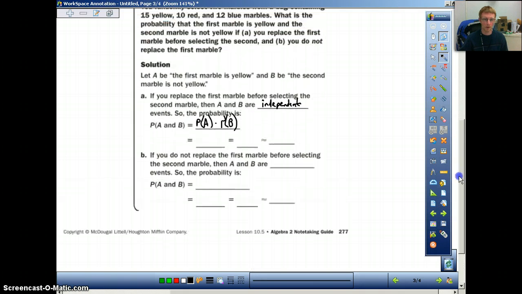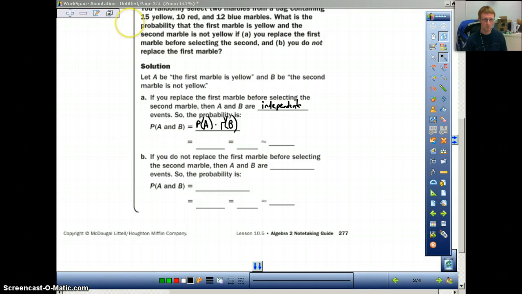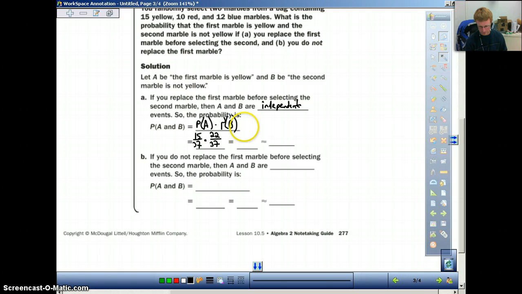So we just figure out the probability of each one. We have 15 yellow over a total of 37. And then we have 22 that are non-yellow, so it's 22 over 37. You multiply those two together, and you get 330 over 1,369, and that as a decimal equals 0.241. Again, all we're doing is multiplying our two events together.